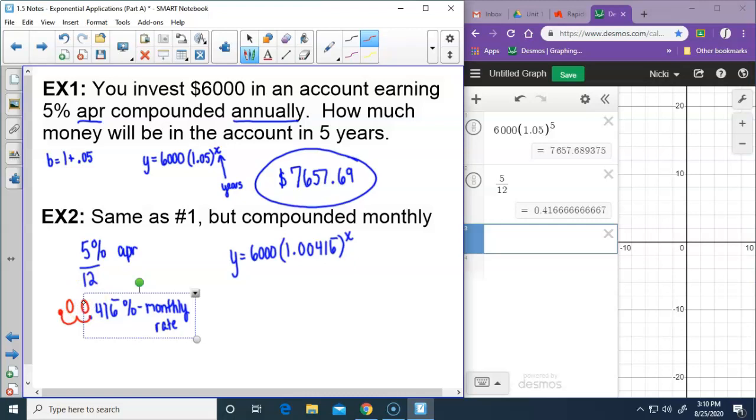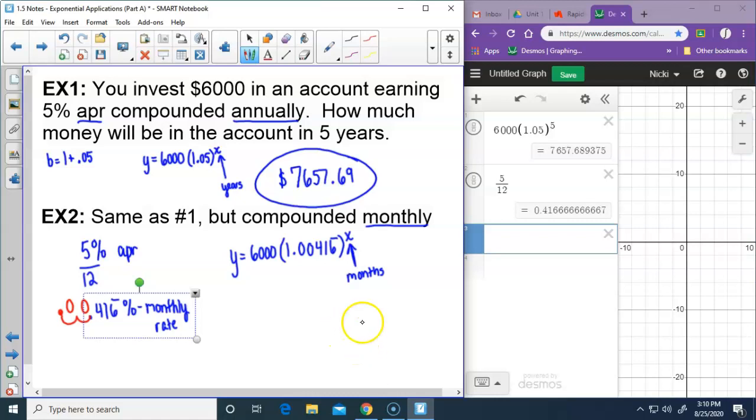And what you have to know here is that this particular account compounds monthly. So that means your time right here is in months, not years. Here we were compounding annually, so our time was in years. This time we're compounding monthly, so our time is in months. So whenever we plug a number in for x, we're not going to plug in 5, because if we plug in 5, that would be for 5 months.